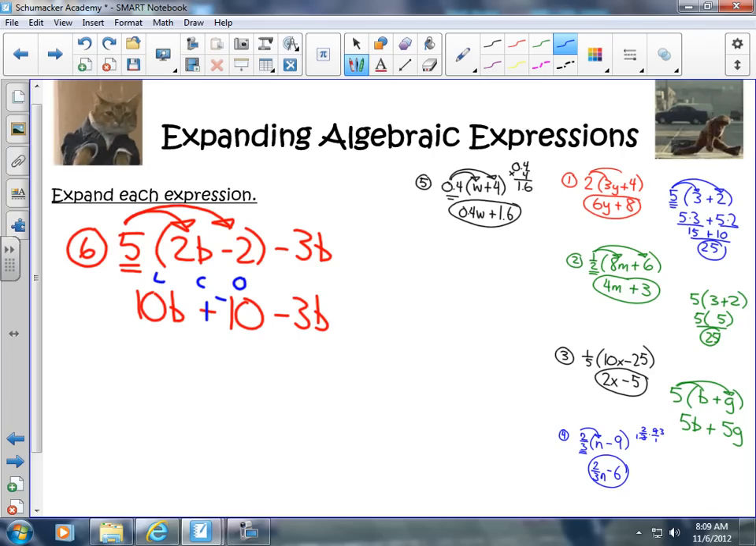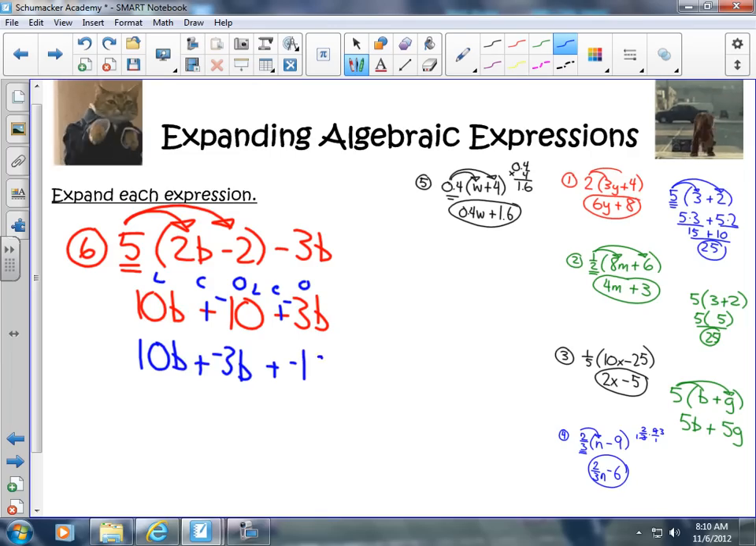I'm going to do the same thing over here. I'm going to leave, change, opposite. The negative 10 stays the same now. The subtraction becomes addition, and the positive 3b becomes negative 3b. Why do I do that? Well, I do this because now the problem becomes addition, and it's commutative. And if I want to make it 10b plus negative 3b plus negative 10, I can do that.